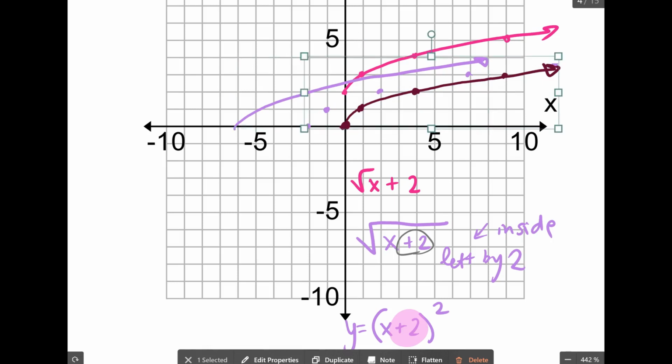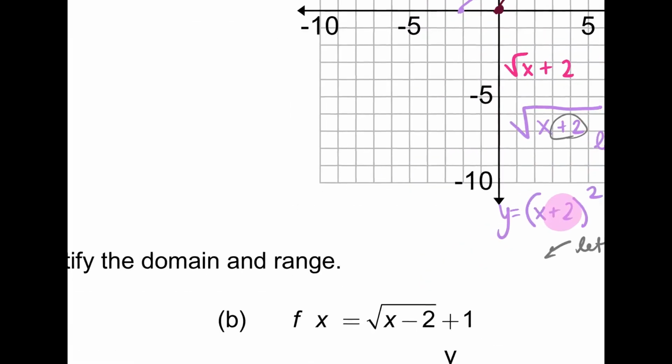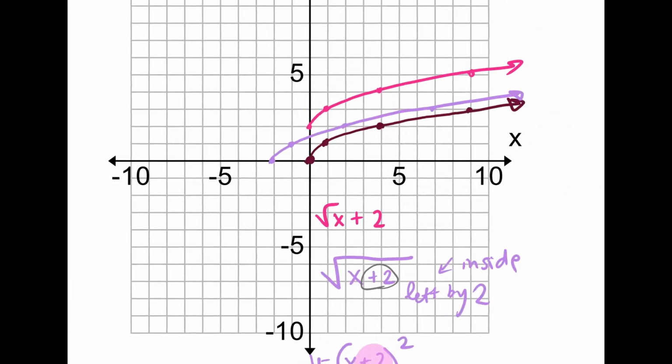I was going to try and move the maroon one over so that you could see how it exactly lines up with the purple. Then it's exactly going to line up with the pink if I move it up by 2. So it's just sliding it. It's a translation.